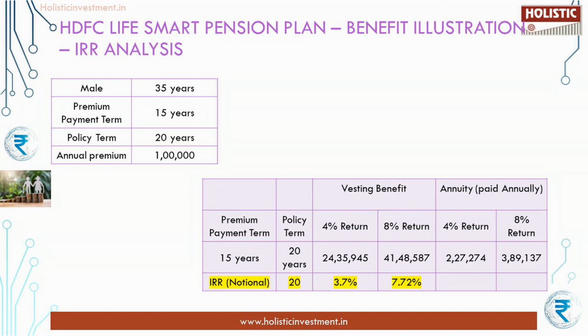Imagine that a 35-year-old male opts for a HDFC Smart Pension Plan with an annual premium of 1 lakh. The premium paying term is 15 years and the policy term is 20 years.